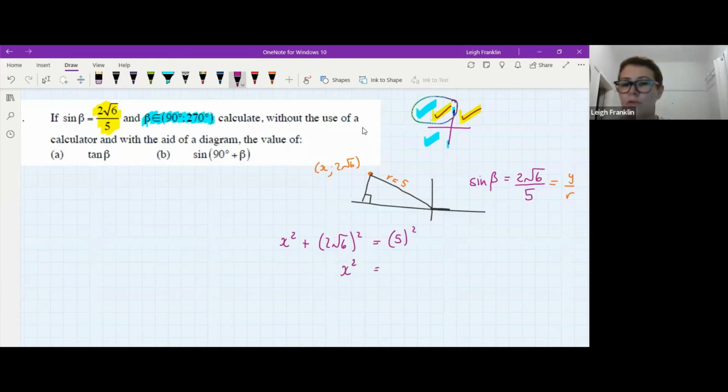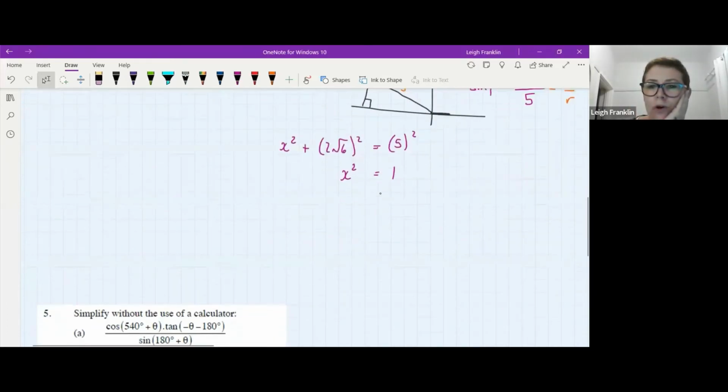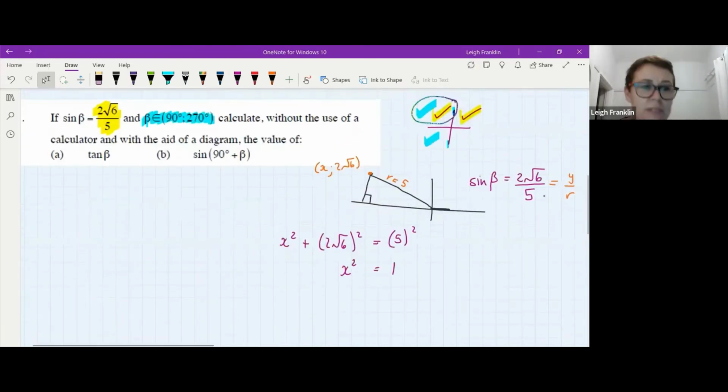This is not the end of the world. Now we need to work out what x squared is going to be equal to. So if someone can please work out 5 squared minus bracket 2 root 6 squared, what does that give us as an answer? It gives us 1. And now we are going to take the square root.